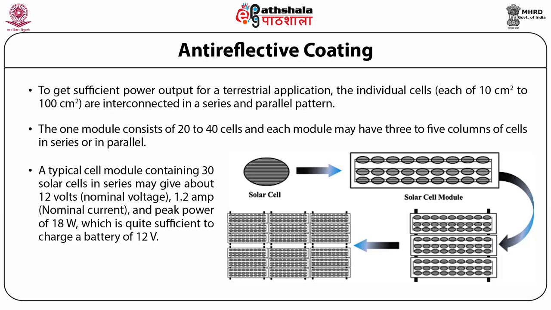Generally, the individual cells are encapsulated in inert filler between two clean and clear glass sheets. Generally, the front side is covered with transparent material, which is a UV stabilized plastic sheet, and the back side is covered with a plastic rigid plate.